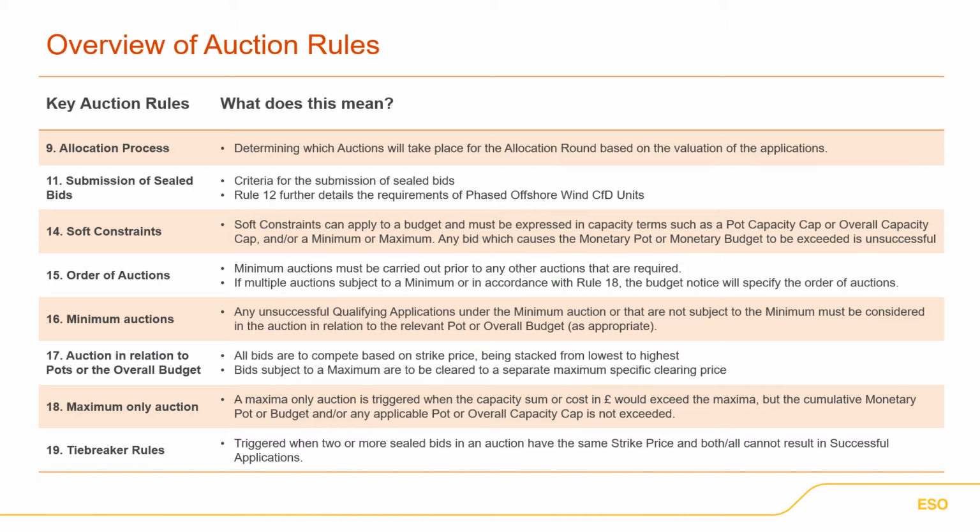This next slide shows the key auction-related rules from the allocation framework. The rules shown on screen cover the process from the auction determination, the sealed bid submission process, and then how the auction will actually run, and how bids will be assessed against the parameters stated on the budget notice. This is just a helpful placeholder for applicants to come back to. We would encourage you to familiarise yourselves with these rules from the allocation framework if you will be participating in the allocation round.